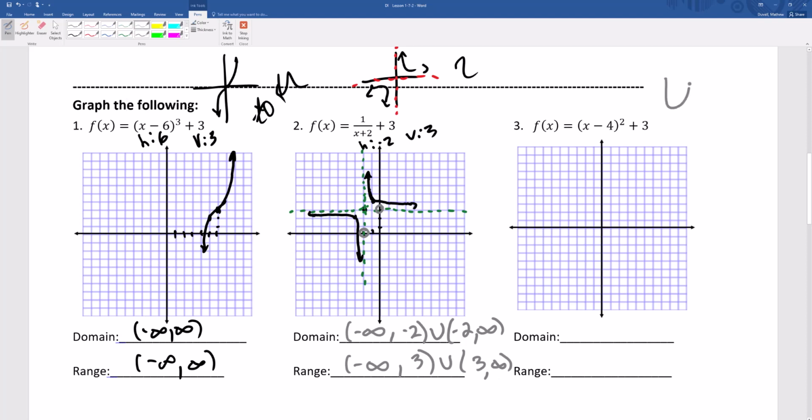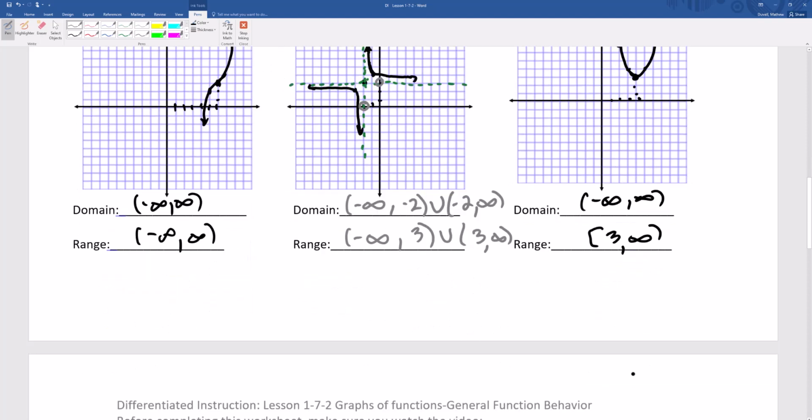So this one, it's a parabola with a horizontal shift of 4 and a vertical shift of 3. And then domain, negative infinity to positive infinity. My range is going to start at 3, and it's going to go on to infinity.